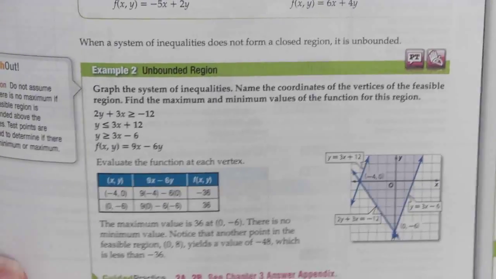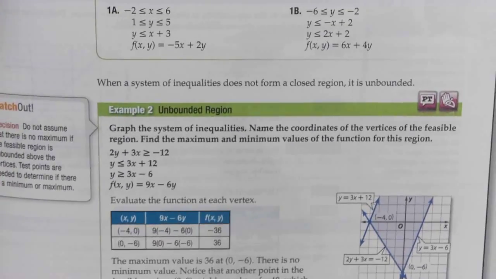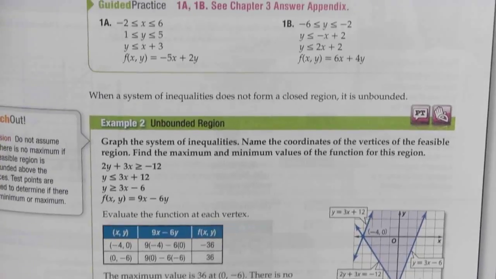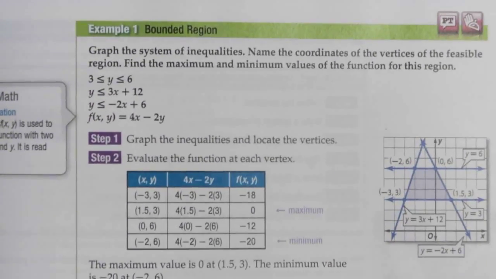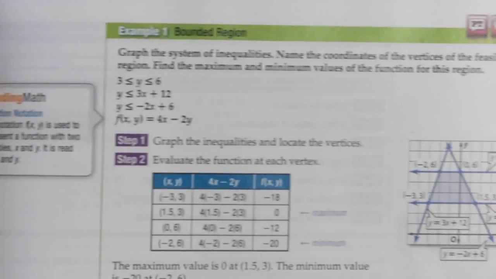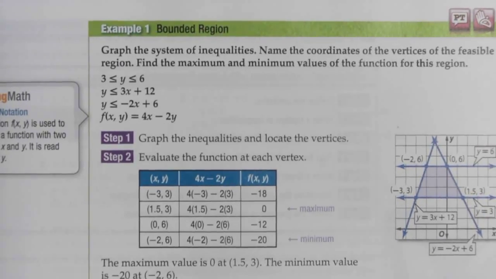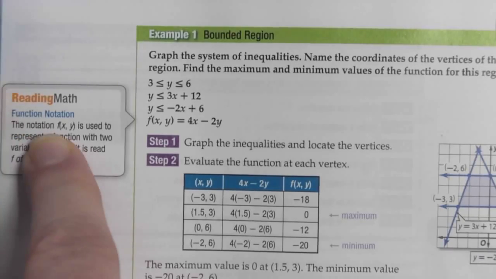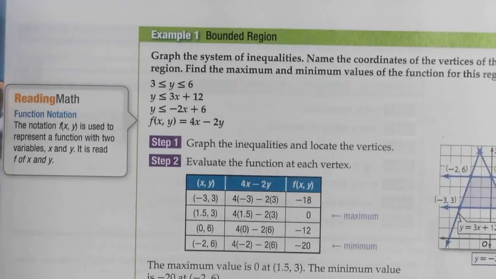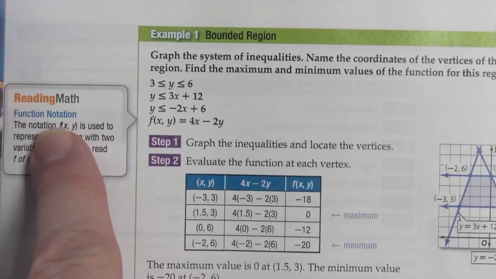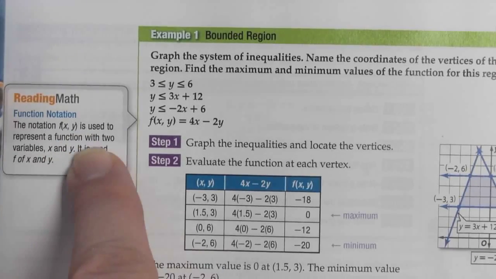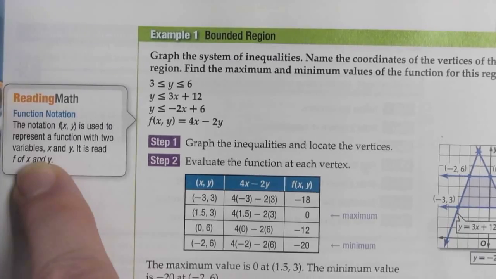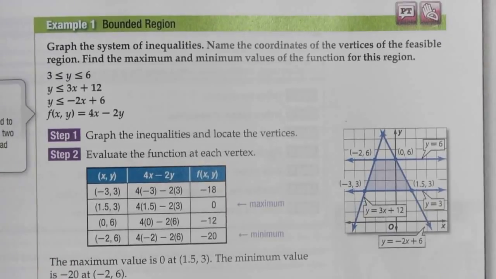Now, I'm going to go fast over this because I feel like you probably remember this pretty well as far as graphing an equation, okay? However, let's look at this really quickly. The notation f of x, y is used to represent a function with two variables, x and y. And it's read f of x and y. Okay.